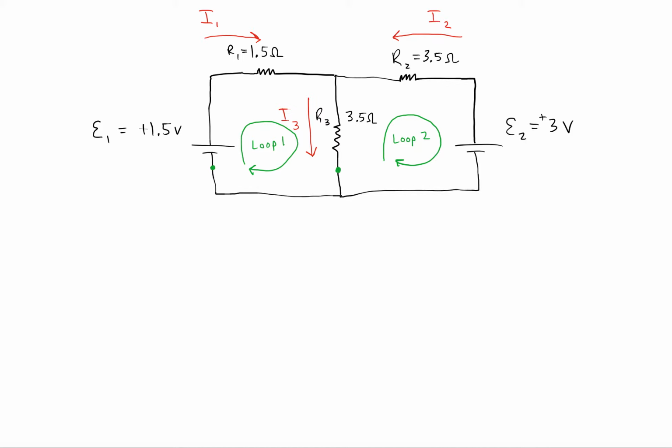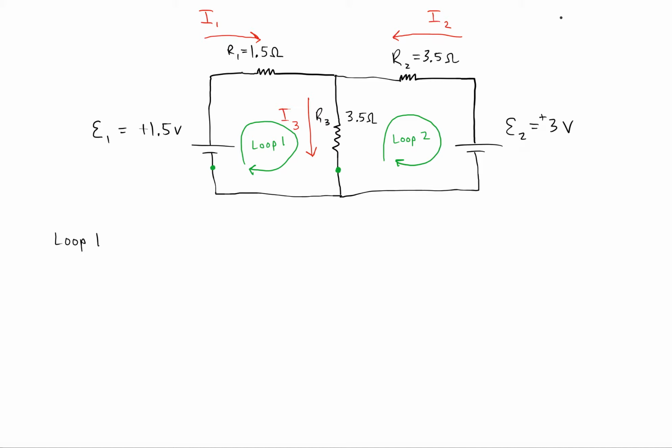There's loop 2. If I wanted, I could make a third loop going all the way around the outside. And that could be my third equation. You need 3 equations to solve this. But I'm going to write my third equation a little bit different. First, let's write the equation for loop 1.